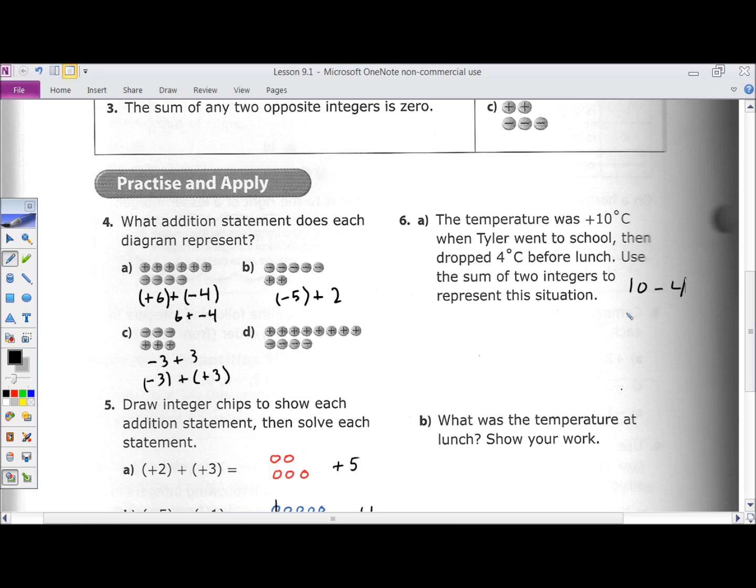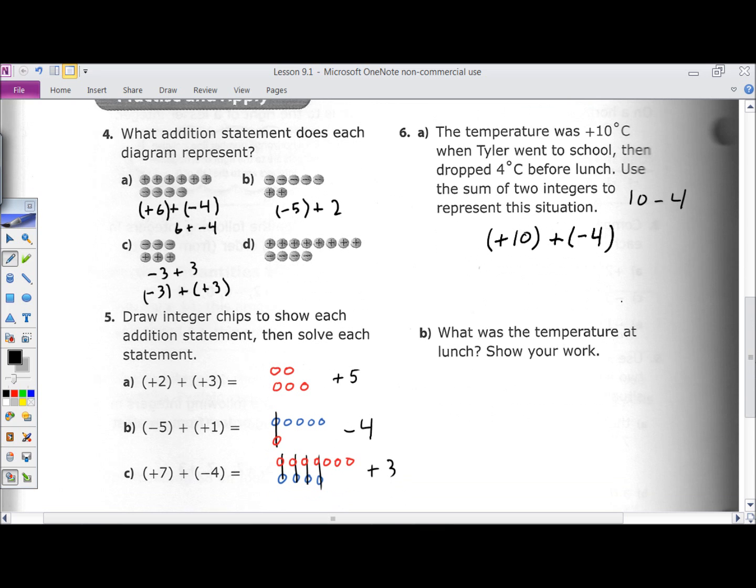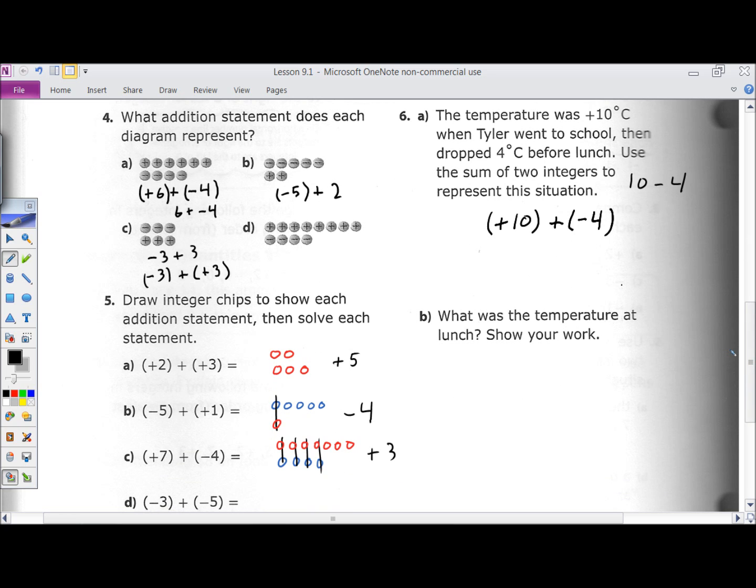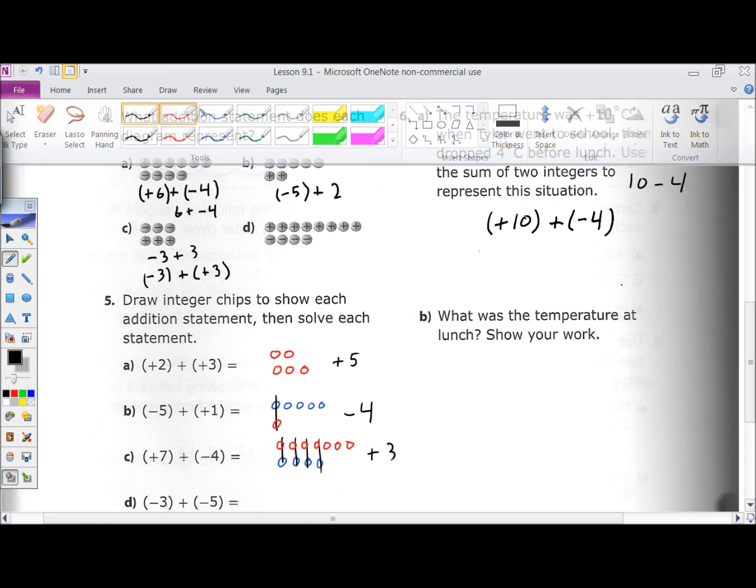So the way we're going to write this addition statement is we're starting at positive 10. And what are we going to add to it? It dropped 4 degrees. So that would be negative 4. So we're going to add negative 4 degrees to it. Positive 10 plus negative 4 is our addition statement we're going to use. Now it asks us to solve it. Positive 10 plus negative 4. I'm going to use my integer chips again to do that.